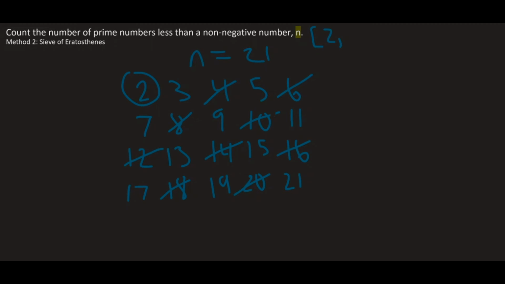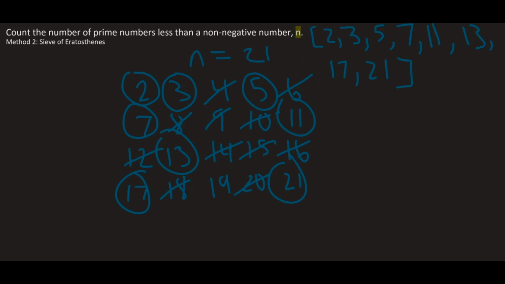From there, we repeat that same process. Since 3 is not crossed out, we will add that to our group of primes, and then cross out all the multiples that aren't crossed out yet. This process will repeat again for 5. The next number is 7, which isn't crossed out, and 13, 17, and 21. As you can see, if we count all of these numbers up, we have 8 prime numbers in total.